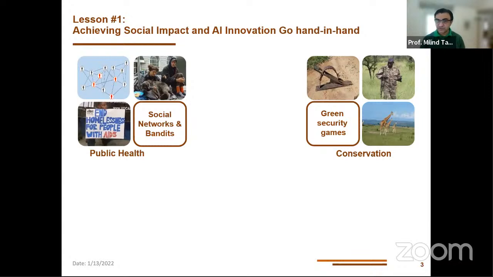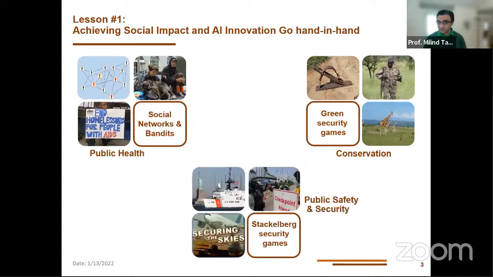This work required us to innovate in the area of what we call green security games, which combines machine learning and game theory. In the past, in the area of public safety and security, we have contributed a new model called Stackelberg security games and contributed new algorithms that have been used by security agencies in the United States, such as the US Coast Guard, the US Federal Air Marshal Service, and others. These may seem like very different application areas, but they are tied together by the underlying set of techniques, which are drawn from the area of multi-agent systems research.